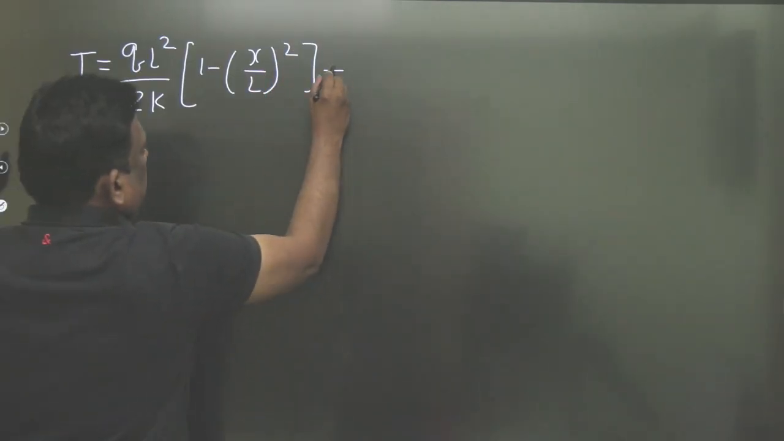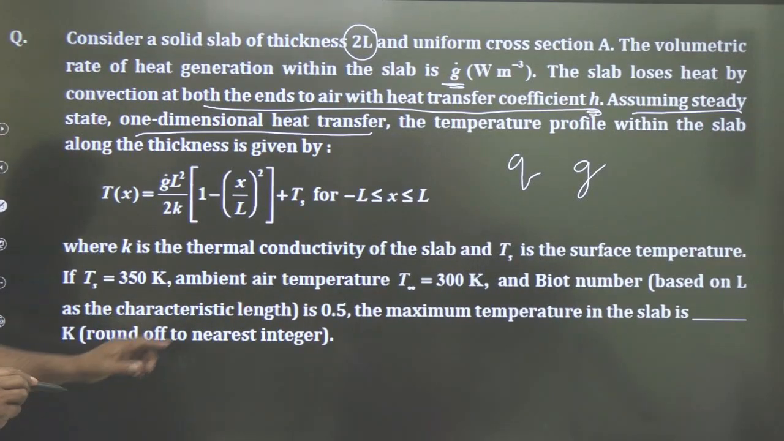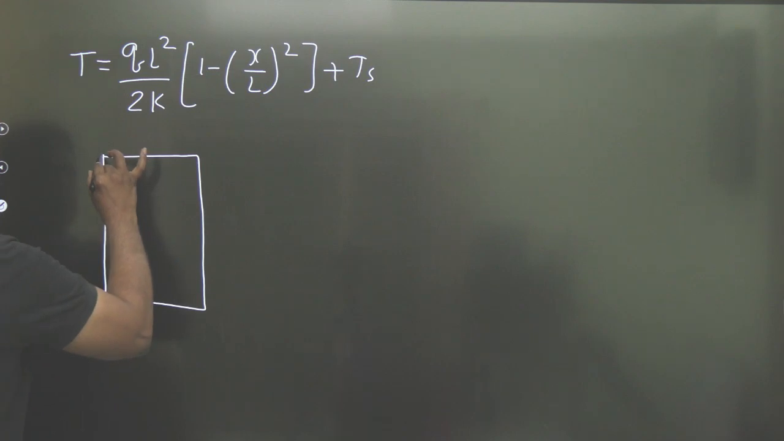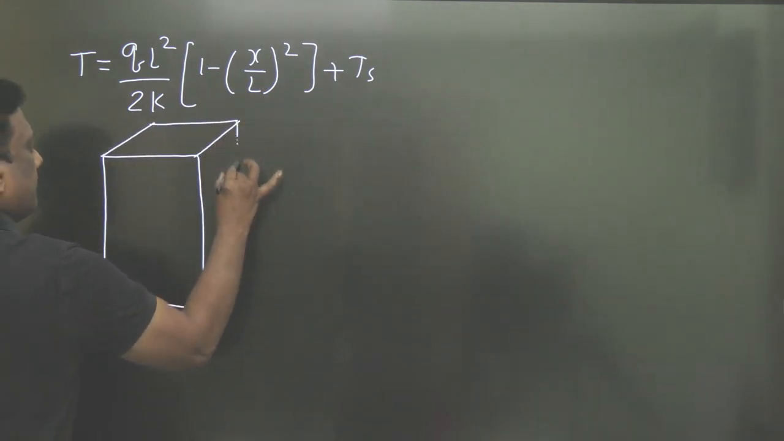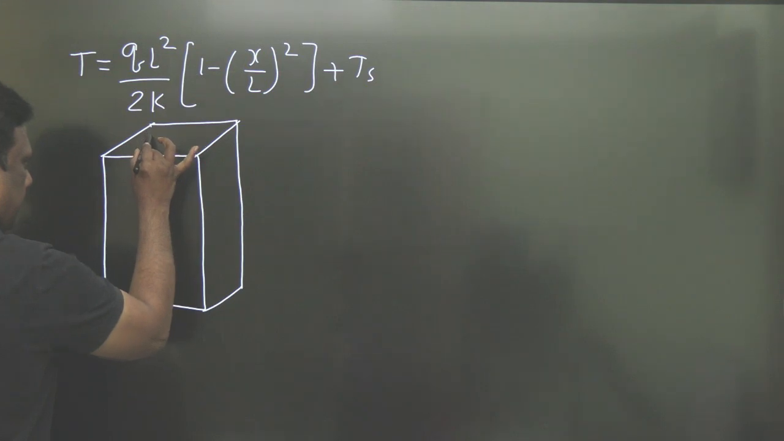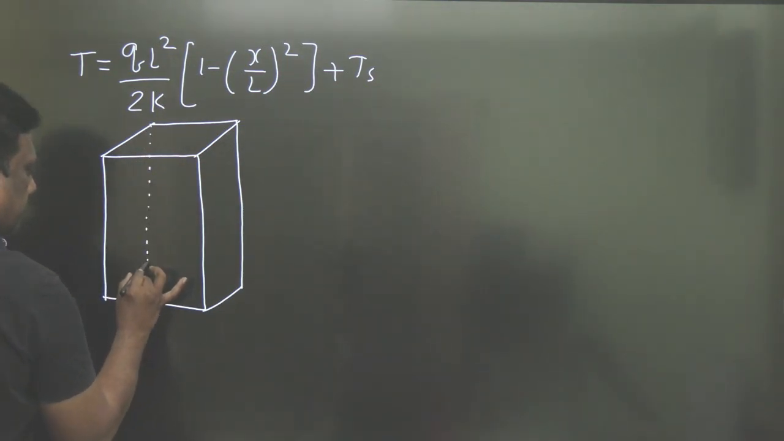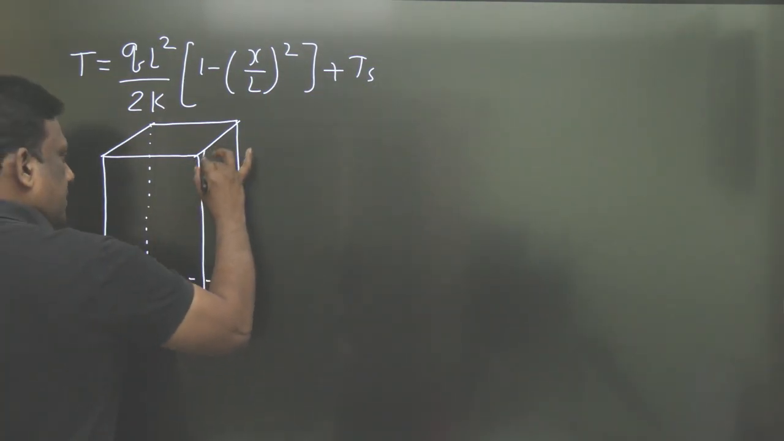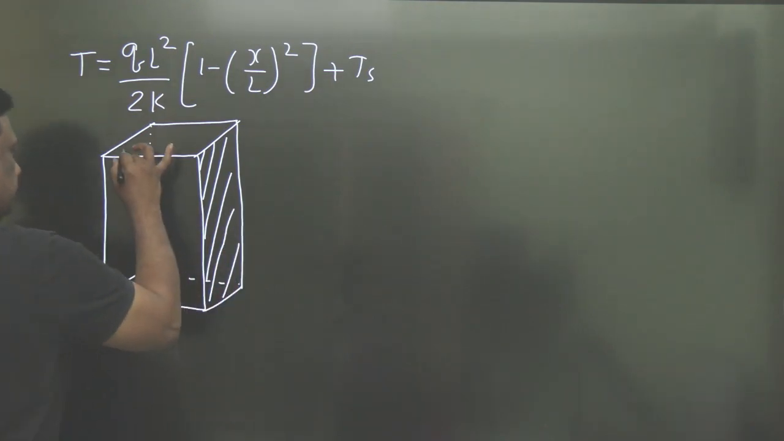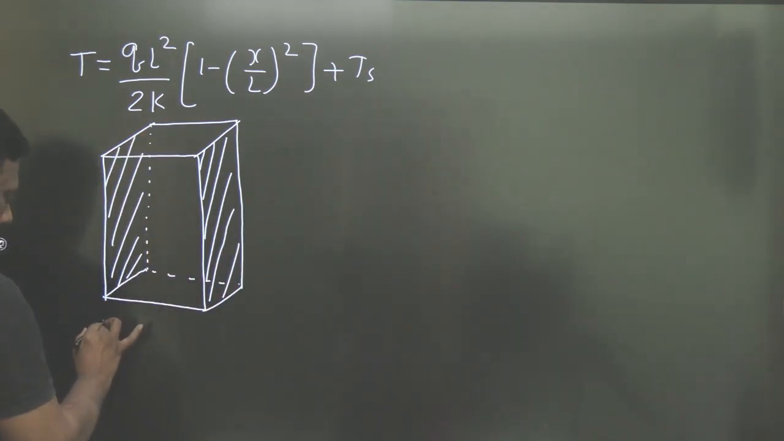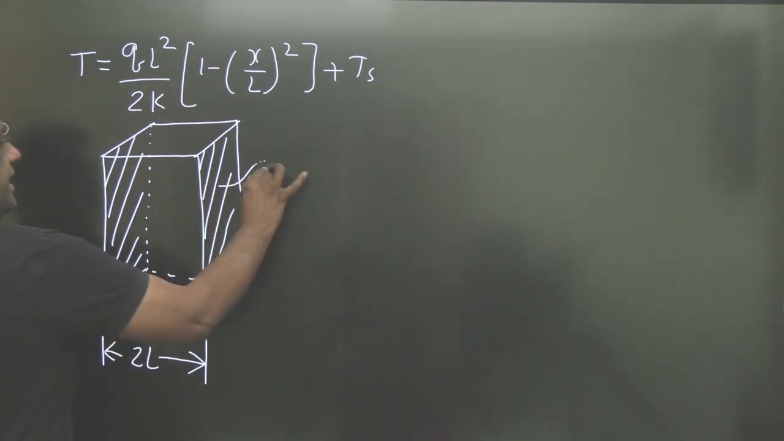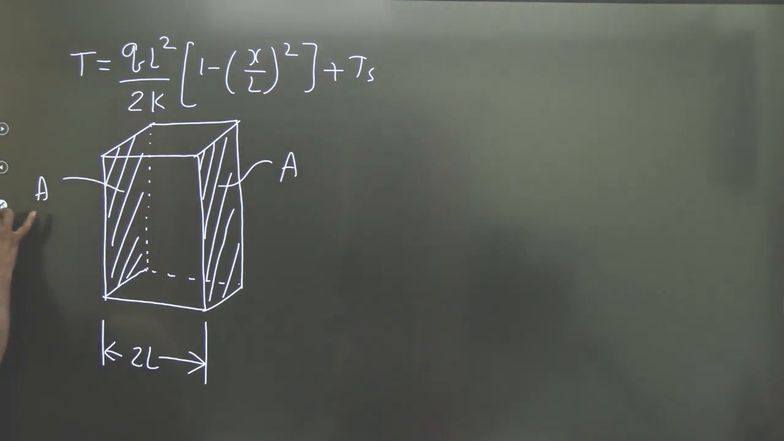But here there is one very important point: x goes from minus L to plus L. One second, wait. Let me explain. This is the slab. Please, my dear students, this is the area. And this length is 2L. And let this area be A. This is also A. And look carefully.